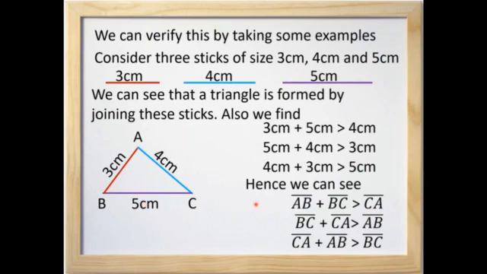Thus we have verified that in this triangle ABC, the sum of the two sides AB and BC is greater than the third side CA. The sum of the two sides BC and CA is greater than the third side AB, and the sum of the two sides CA and AB is greater than BC. Did you all understand, children?